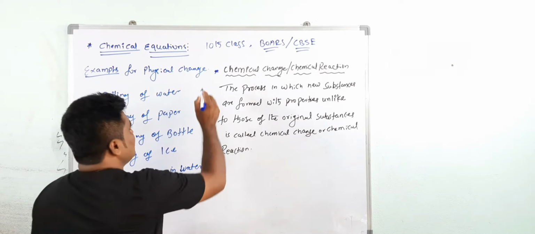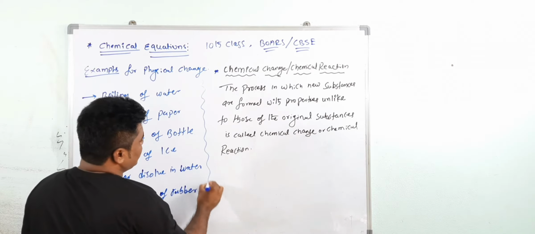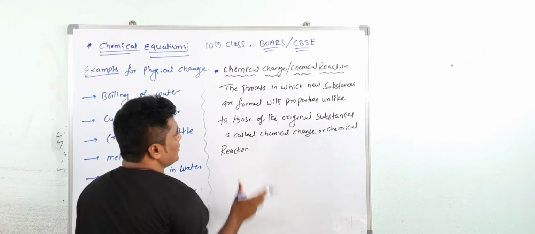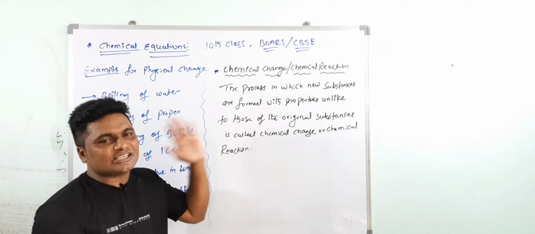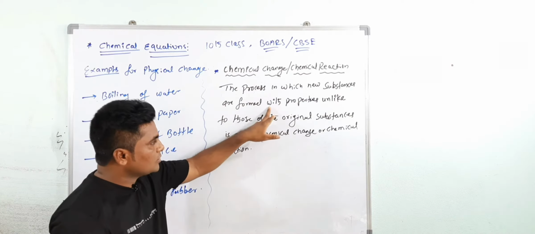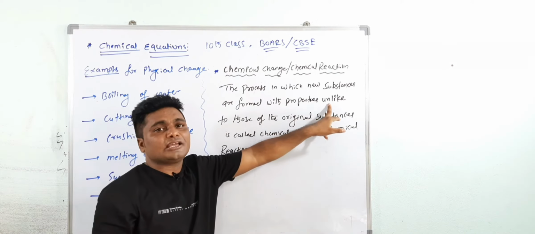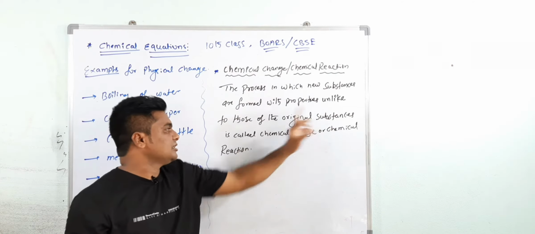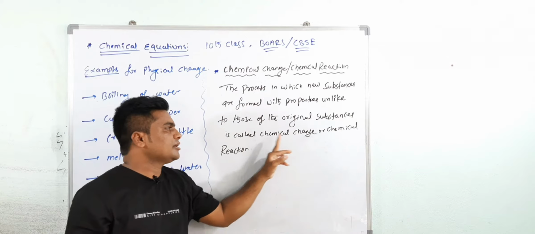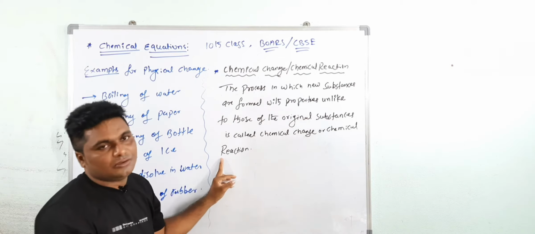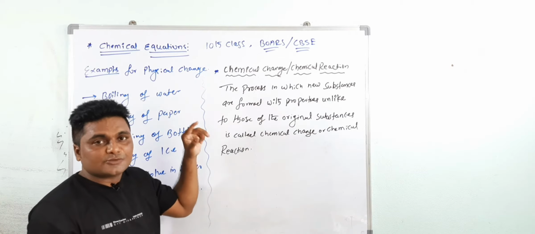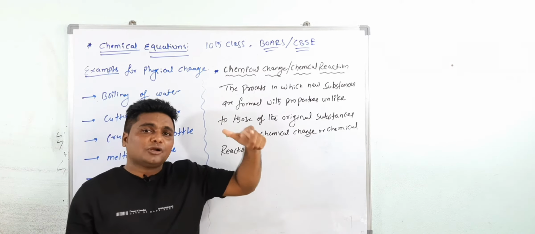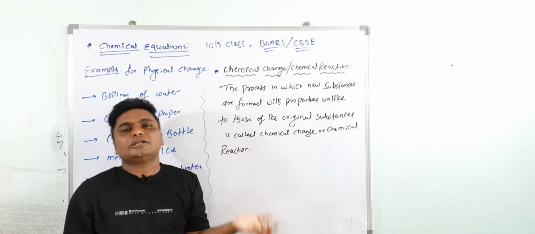Next, see, what is a chemical change or chemical reaction? Any process in which new substances are formed with properties unlike, that means different to those of the original substances, is called chemical change or chemical reaction. Are you getting my point? In this process, you get the product. The properties of the products are totally different from the reactant.